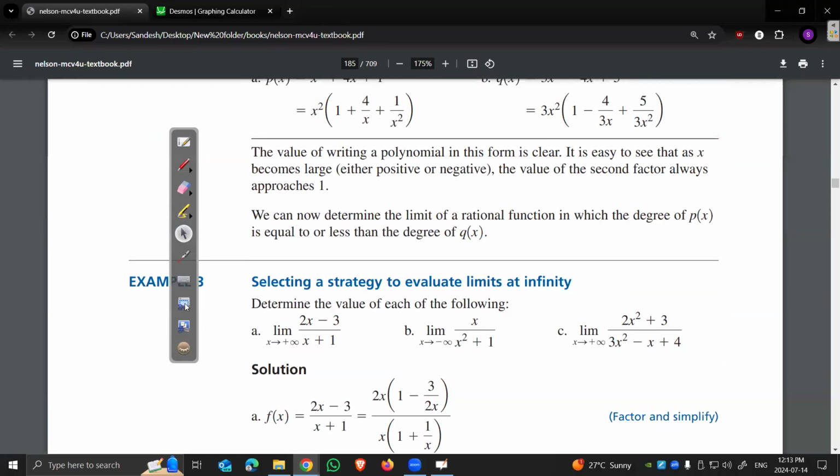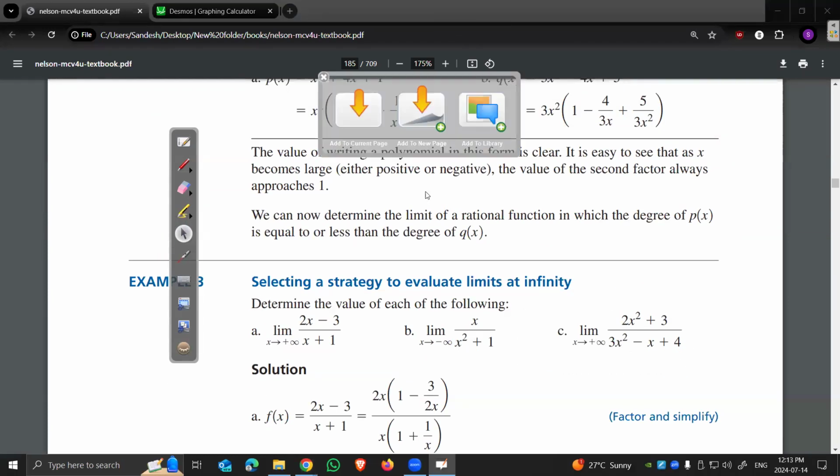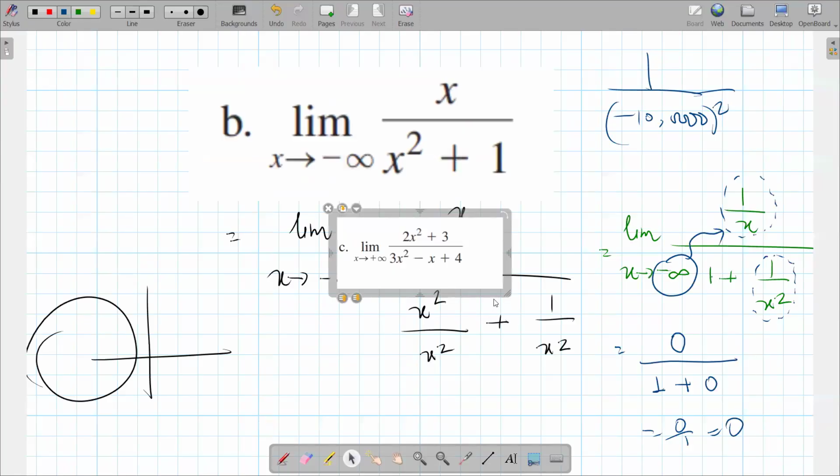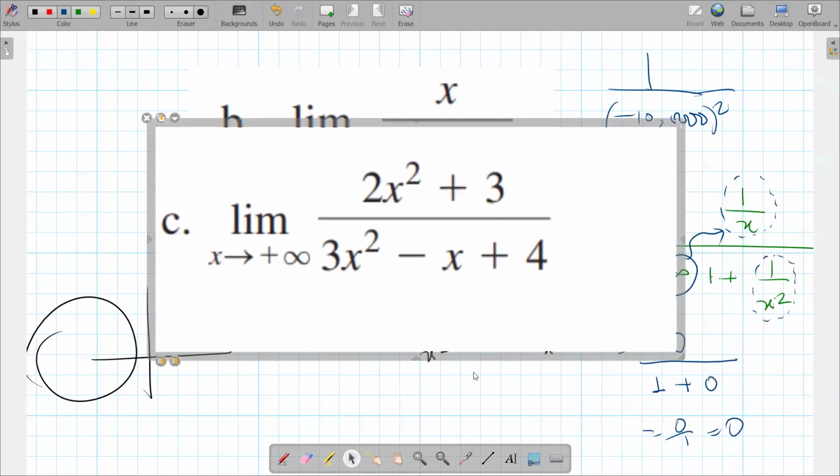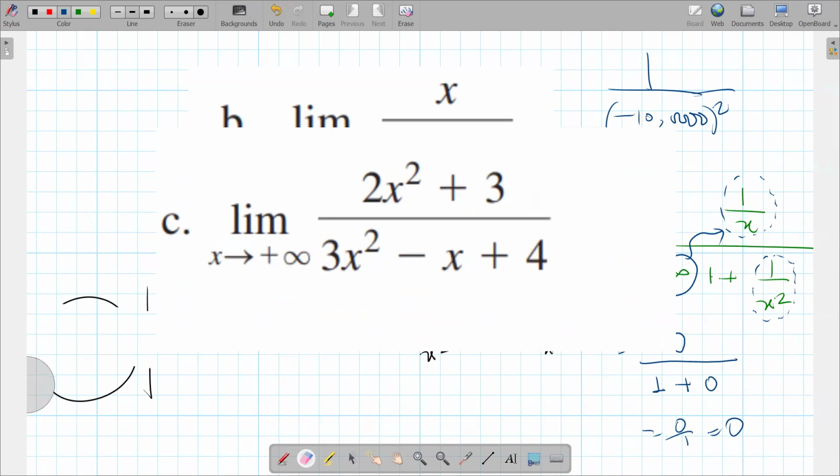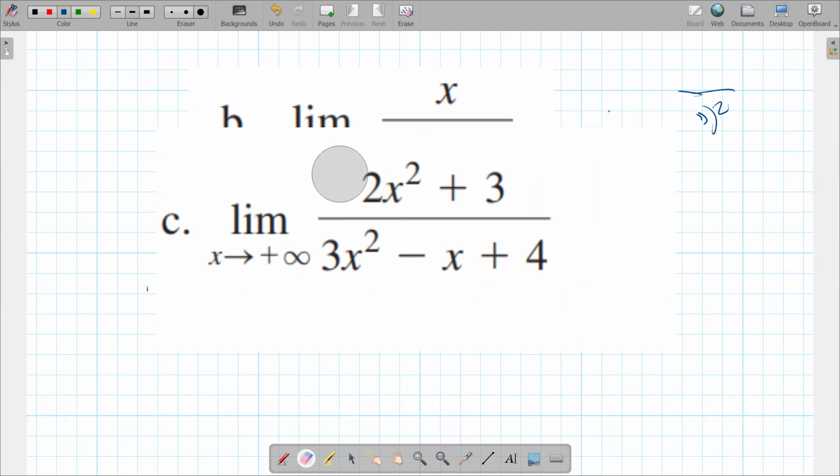C is the same thing. And now we are going to use a shortcut method, right? The biggest power here is what? It's x squared. So we're going to divide every term in here by x squared.